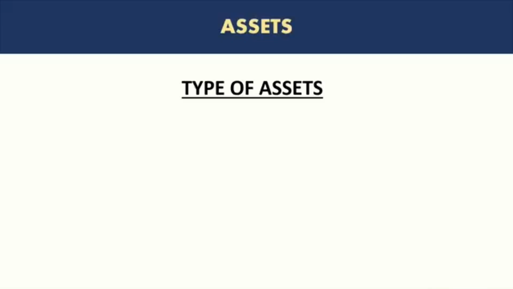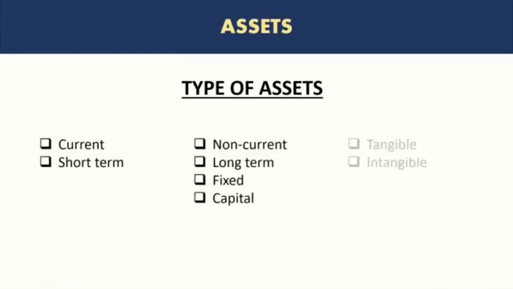Let's look at types of assets. So broadly, there are three categories of assets. Two of them are based on time, whether the assets are expected to be realized in a short term or a long term. And the third one is whether the assets are touchable, tangible or not, right? So let's go through them one by one.